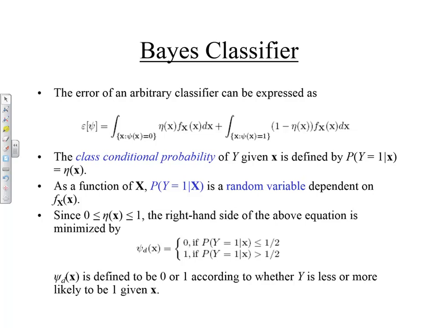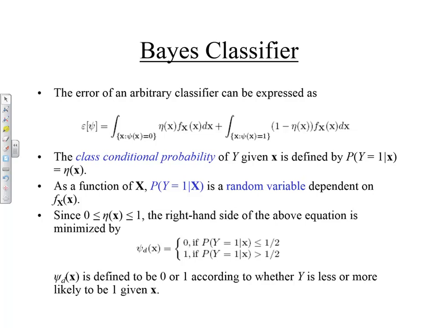Yeah, if eta x is less than or equal to half, then the class label should be 0, right? Because whenever eta x is less than half, you want to get the contribution from here, okay? Whenever eta x is greater than half, you want to get the contribution from here, right? I mean, that's how you would minimize this sum, right?